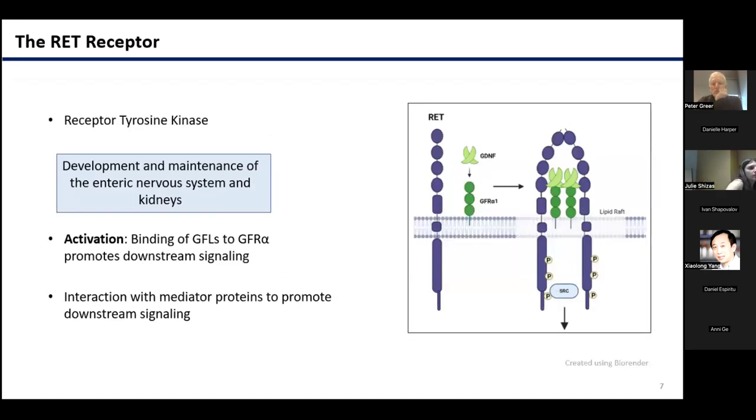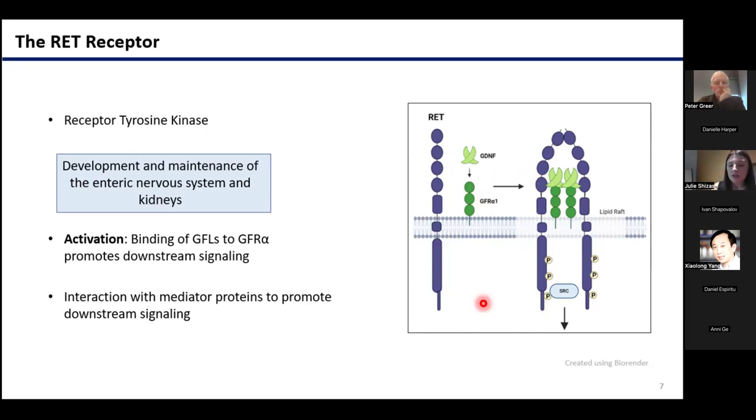When we look at the RET receptor, it's a receptor tyrosine kinase, and in normal physiology, it's important for the development and the maintenance of the enteric nervous system, the kidneys, and other neural crest-derived tissue during development. Activation of RET often occurs upon binding of GFLs. So in this figure, we have GDNF specifically binding to their co-receptor, GFR alpha, here GFR alpha 1. This leads to receptor dimerization, autophosphorylation of intracellular residues, and then interaction with mediator proteins to promote downstream signaling.